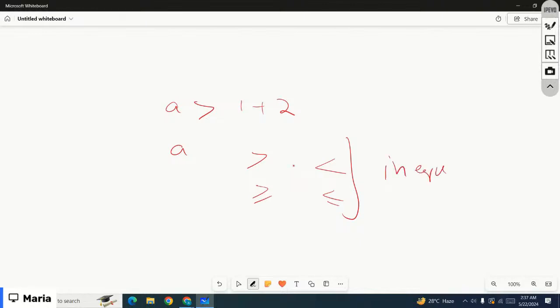Inequalities are the ones that have signs like this. A is greater than 1 plus 2. They have the greater than sign, less than sign, greater than or equal, and less than or equal. These signs are known as inequalities. Equality is just this; this is the equation. And inequalities are the ones that have the sign less than, greater than, less than or equal to, or greater than or equal to, right?